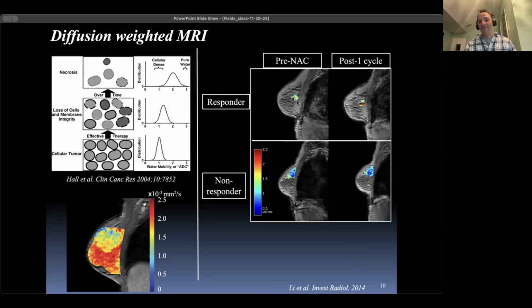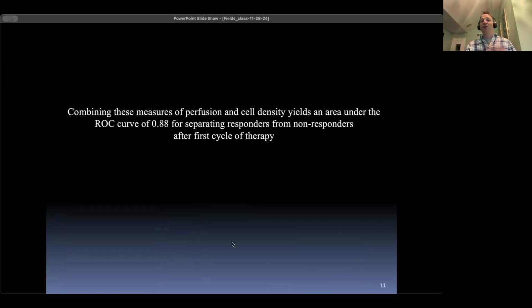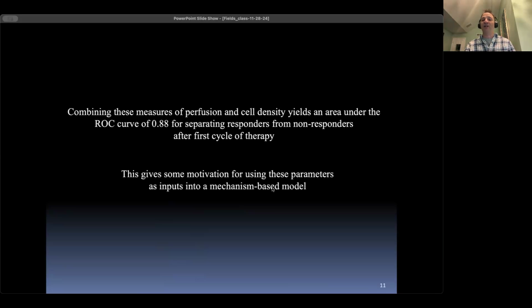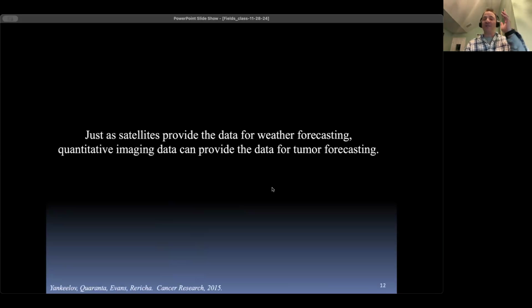And you can see that when you have a positive treatment, the values go from the low values, meaning low diffusion, which means high cellularity, over here to regions that have high diffusion, which means low cellularity or positive response. And when you get that, you get an area under the curve of 0.81. So those two measurements, when you combine them, give an area under the ROC curve of 0.88 for separating responders from non-responders. And that gave us the motivation for using them in mechanism-based models.